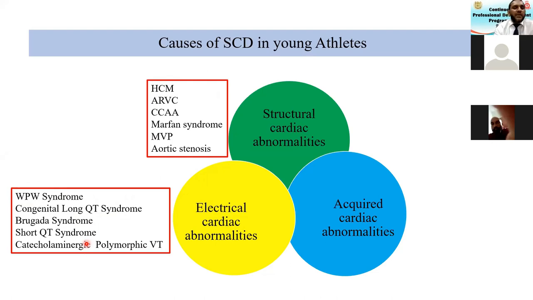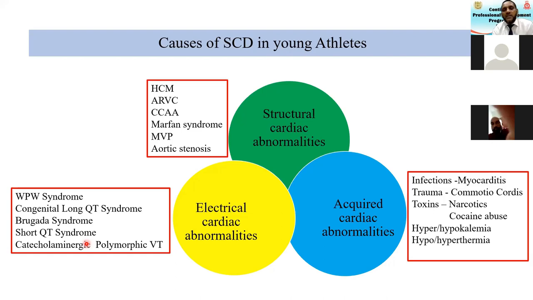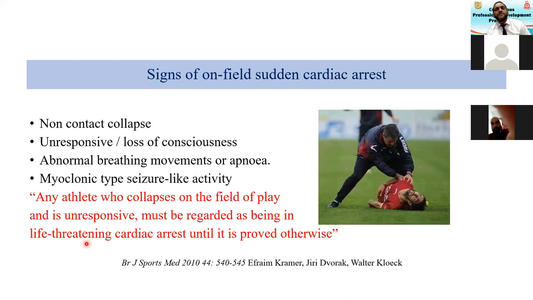We will discuss a little bit about these conditions. The third condition is acquired abnormalities, mostly infection like myocarditis, trauma like commotio cordis, that is a trauma to the chest, and toxins like narcotics and cocaine abuse, hyperkalemia, hypothermia. So these are the other conditions causing sudden cardiac arrest. We will be mostly focusing on the structural and electrical cardiac abnormalities in this presentation.